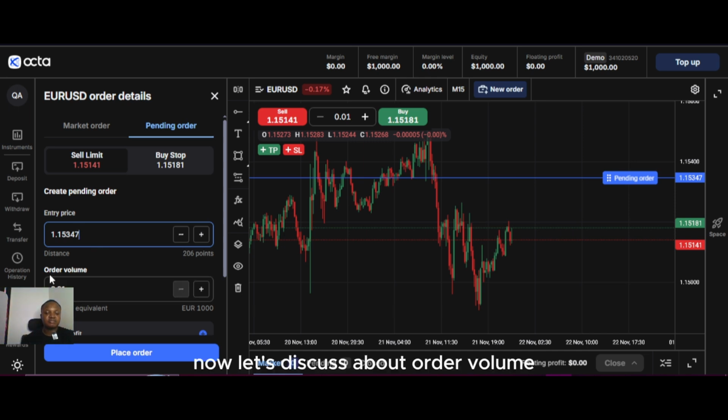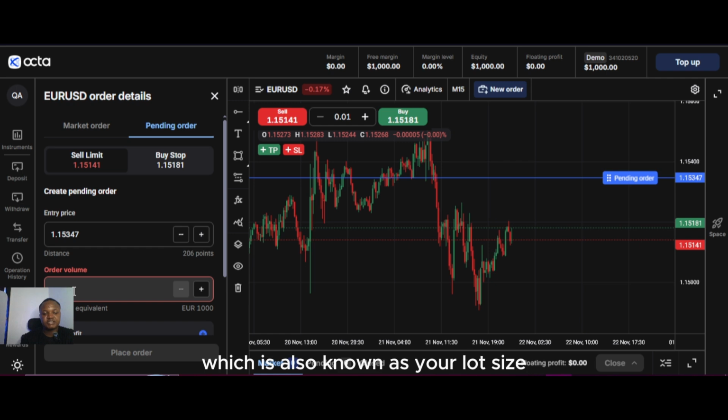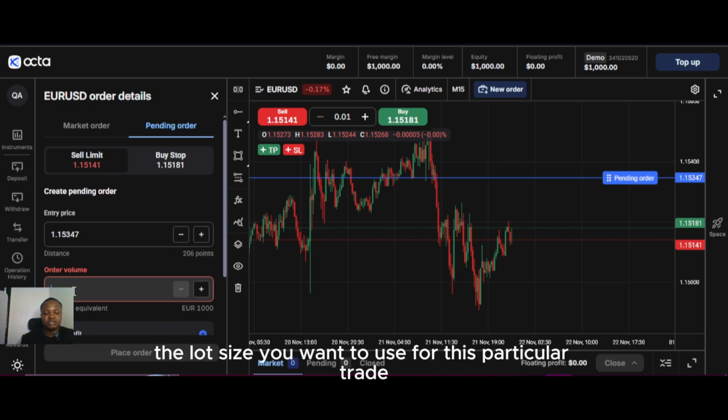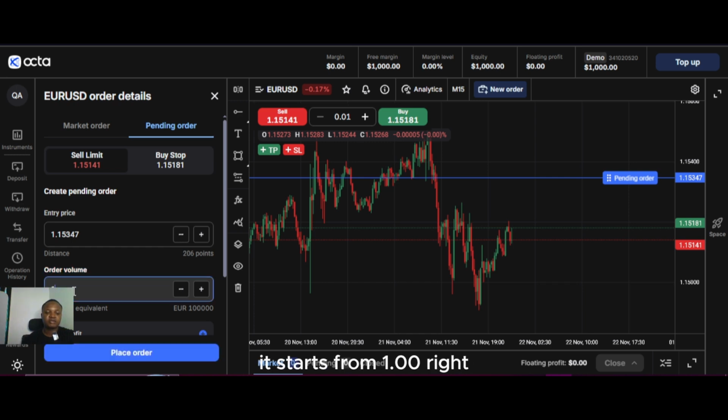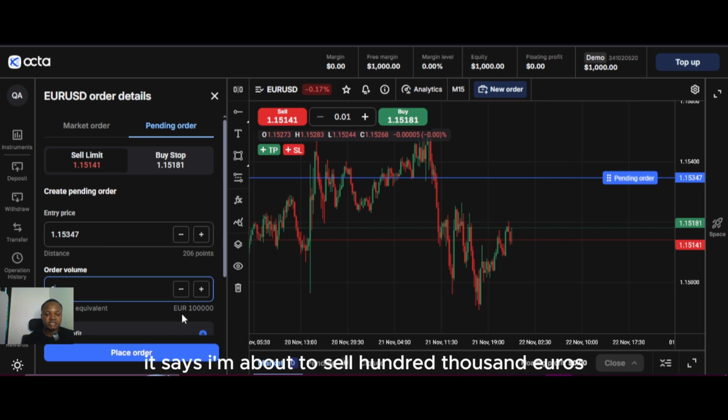Now let's discuss order volume, which is also known as your lot size, the lot size you want to use for this particular trade. We discussed standard lot size, mini lot size, and micro lot size. For our standard lot size, it starts from 1.00. You can just write 1. So now, immediately I write this 1, as you can see down here, it says I'm about to sell 100,000 euros.